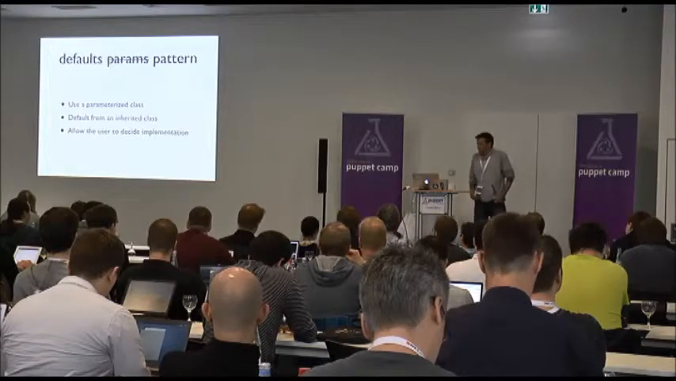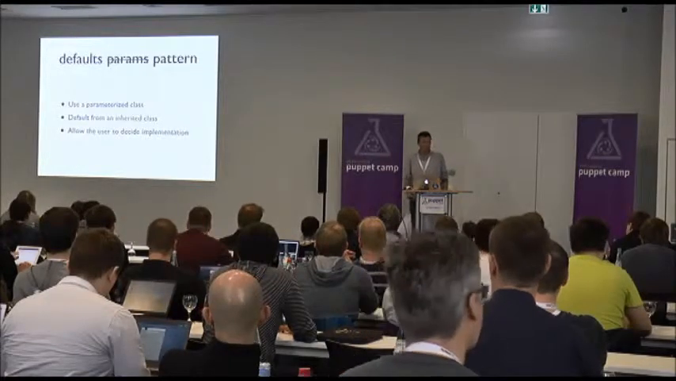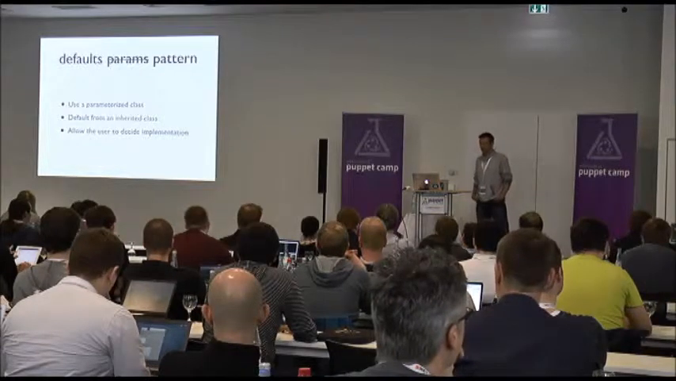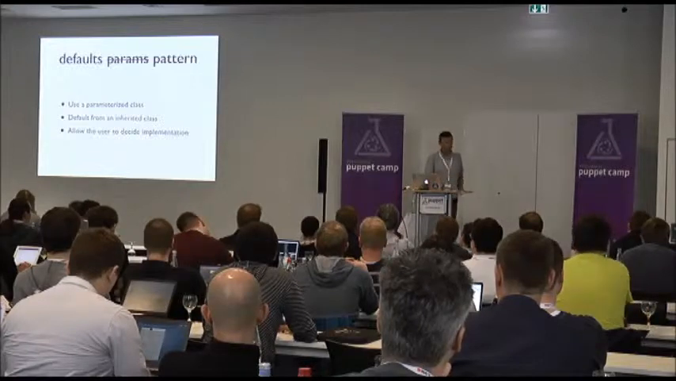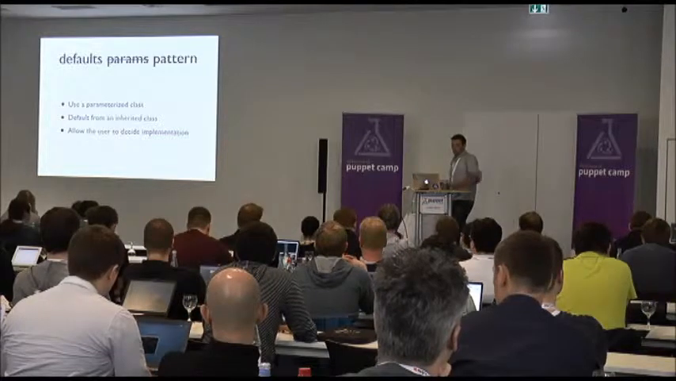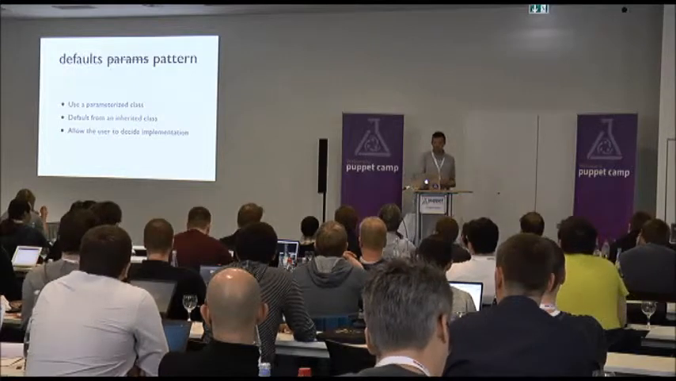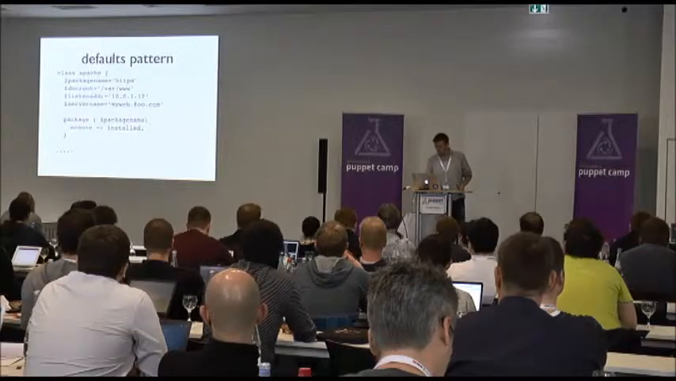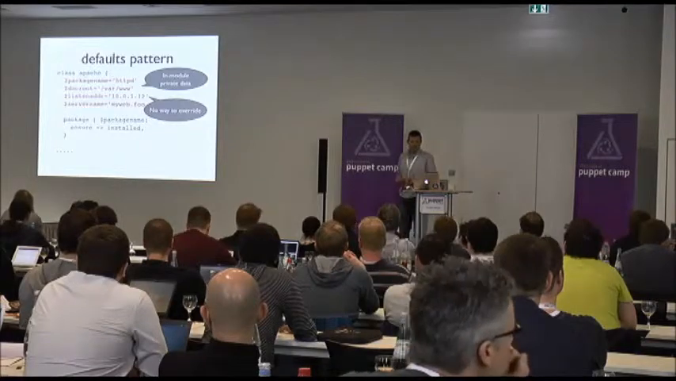So the pattern that gets used for this is the params pattern. The params pattern has been around since pre-Hiera and has sort of evolved and has gone through several iterations. I will probably get shot for it and never use this term again, but I thought I'd throw it out there. I think defaults is a much nicer name. But the idea is the same. So we use a parameterized class, and we default our variables from an inherited class, and we allow the user to decide implementation. So going back to our Apache class, the main problems with this, we've got this in-module private data, and we've got no way to override this.